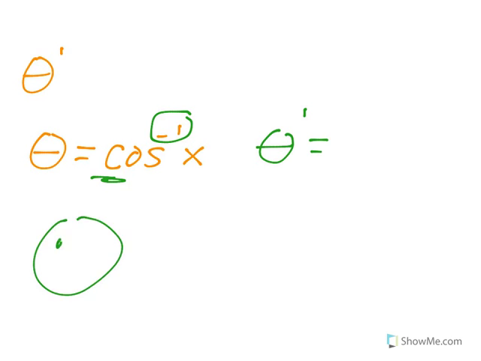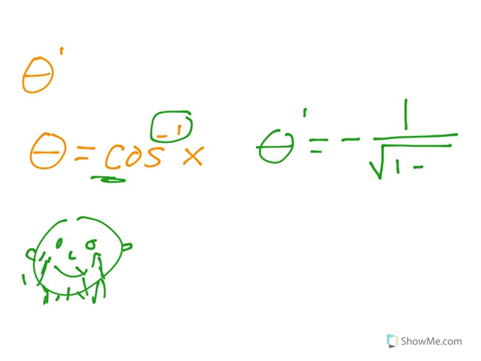Coco's crying because he's taking a derivative of a cofunction, so he knows the answer will be negative 1 over, cosine is similar to sine, square root of 1 minus x squared. That's a derivative of cosine.